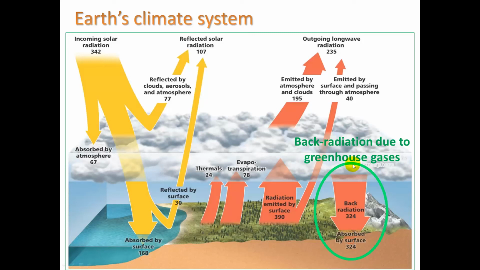I want to focus on this circle right here. This is the back radiation due to the greenhouse gas effect. And if we don't have excess greenhouse gases, then things are in balance and the Earth doesn't get any hotter. Whatever comes in gets re-emitted back out. If we have excess greenhouse effect, we're getting more back radiation to the Earth.